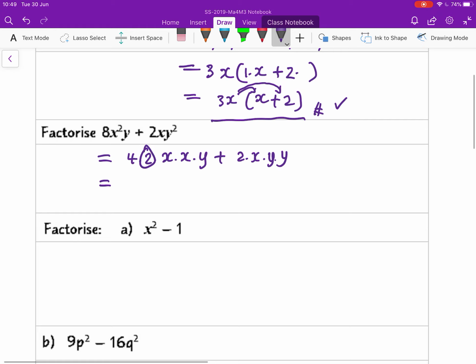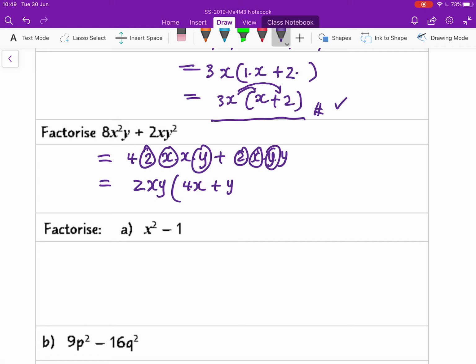Now obviously you know you can factorize 2 out. So you've got 2. And then you can factorize an x and a y. So I've got x, y. What am I left with? So the first term here, I'm left with 4x. The second term, I'm left with y.